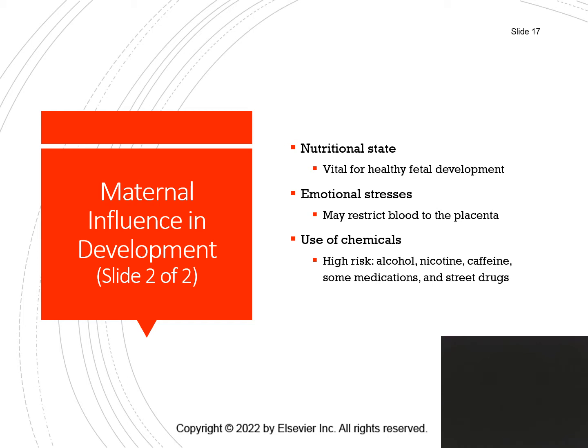Emotional stress is the fifth influence on pregnancy. Women who experience severe emotional stress can put the fetus at risk. The American Congress of Obstetricians and Gynecologists recommends screening pregnant women for depression during each trimester and in the postpartum phase. The sixth influence is the use of chemicals. Chemicals known to interfere in some way with fetal development include alcohol, nicotine, caffeine, some medications, and street drugs. It is becoming apparent through evidence that even casual use of any of these chemicals can be risky.